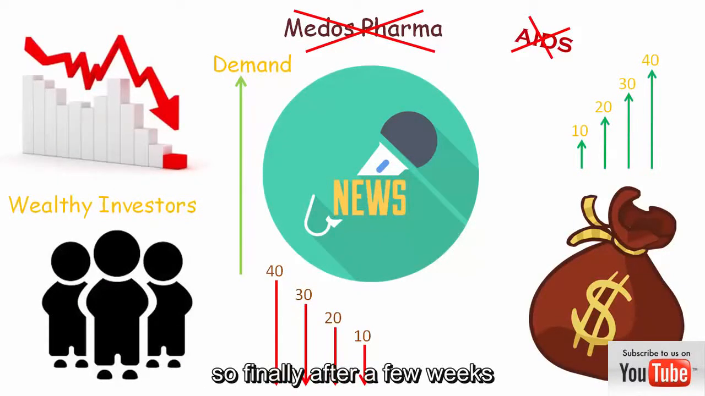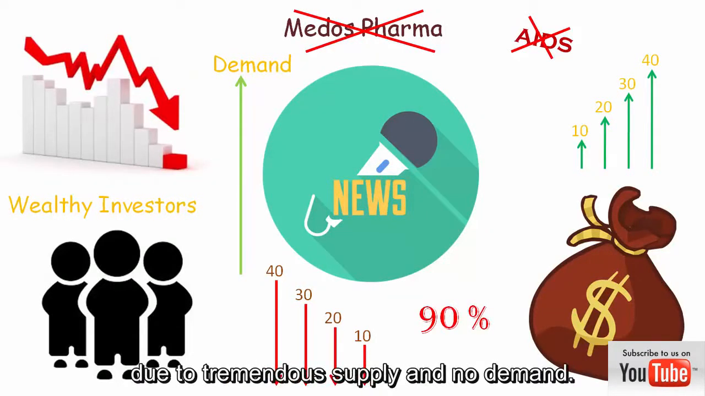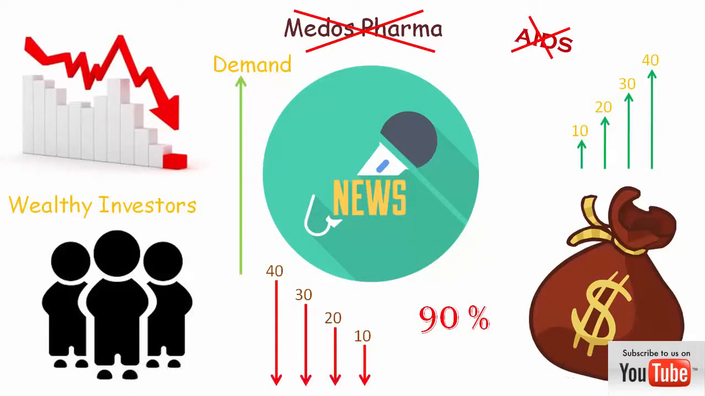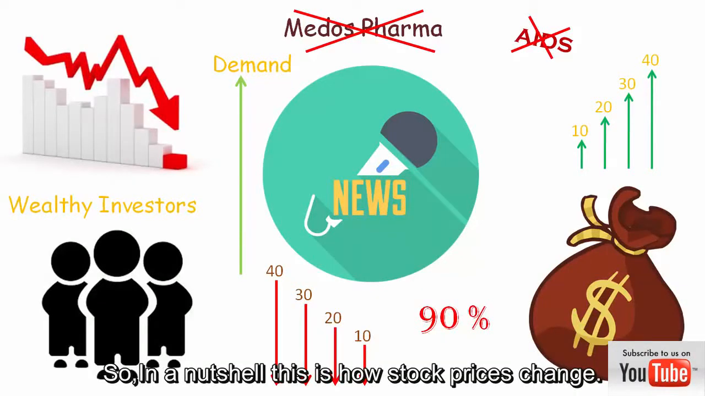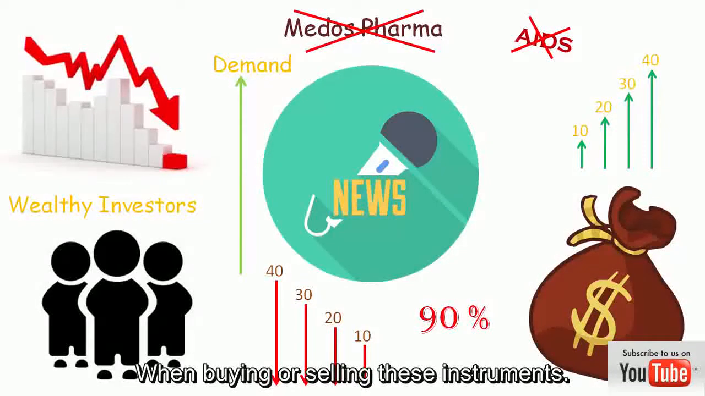So finally, after a few weeks, prices are down 90% from the peak levels due to the tremendous supply and no demand. So in a nutshell, this is how stock prices change. Demand and supply principles are always in action when buying or selling these instruments.